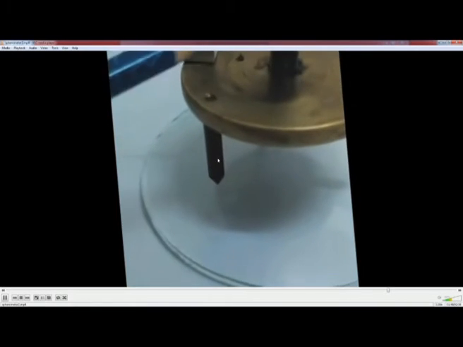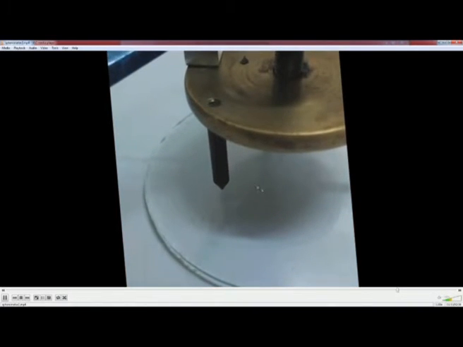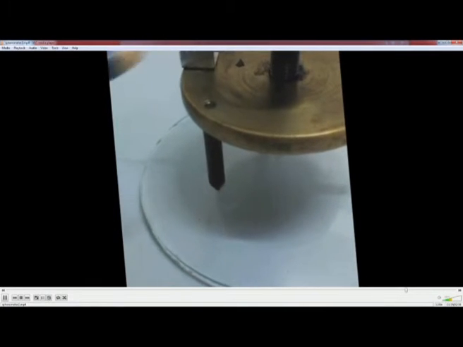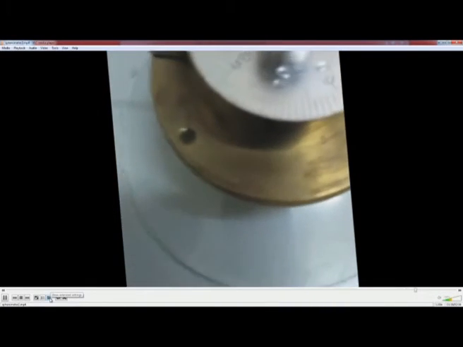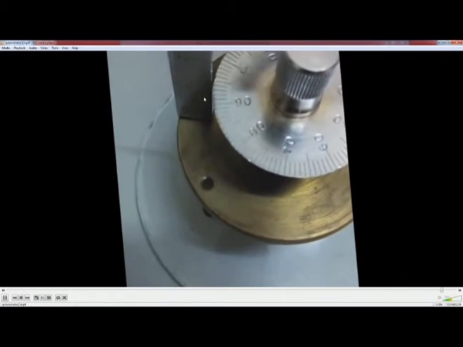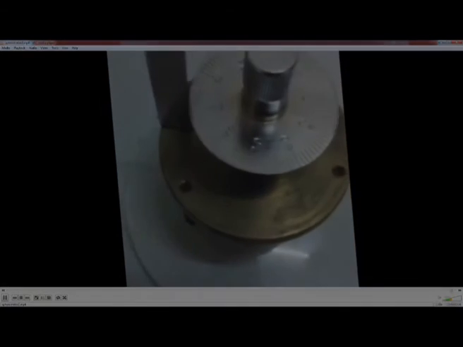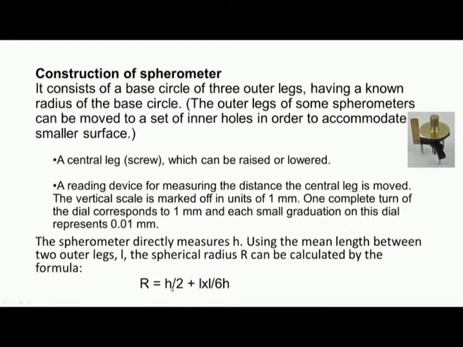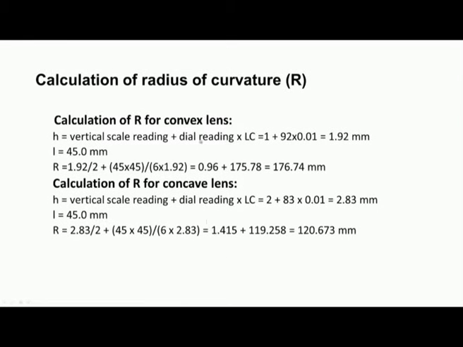Now, we have to note down the reading, the dial reading as well as the vertical scale reading. So, by knowing h and L, we can calculate the radius of curvature. Now, the calculation of radius of curvature for the convex lens.